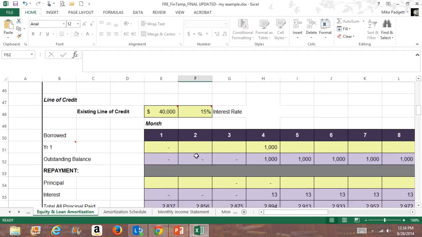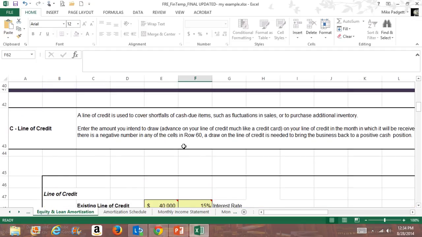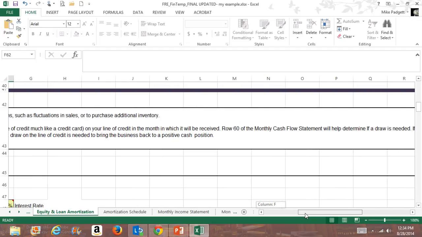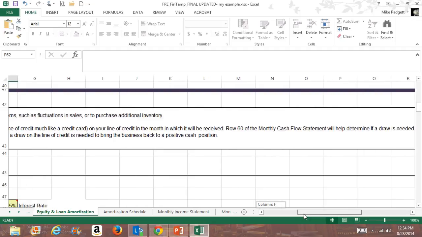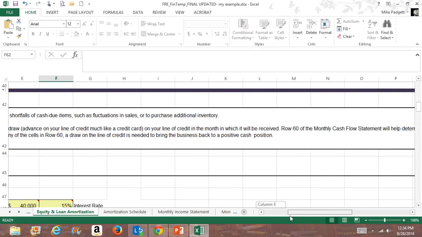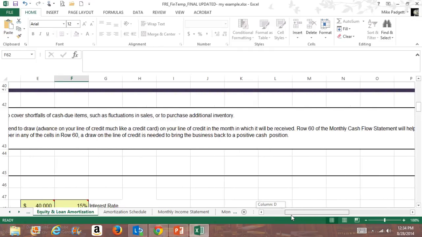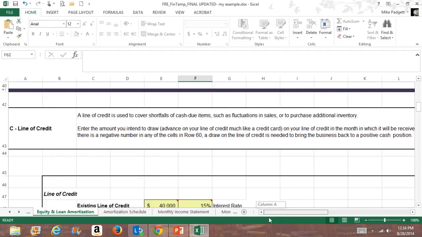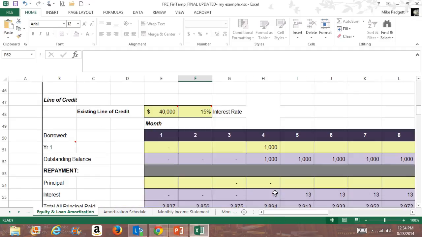Then the only other thing you'd fill in is, you're supposed to go to the monthly cash flow statement, and you're going to go to row 60. If you have anywhere that you have a negative cash flow, then you're going to need to take a draw to cover that. Say you have a negative amount of 1,000 in month 4, then you're going to put in 1,000 here and take a draw.